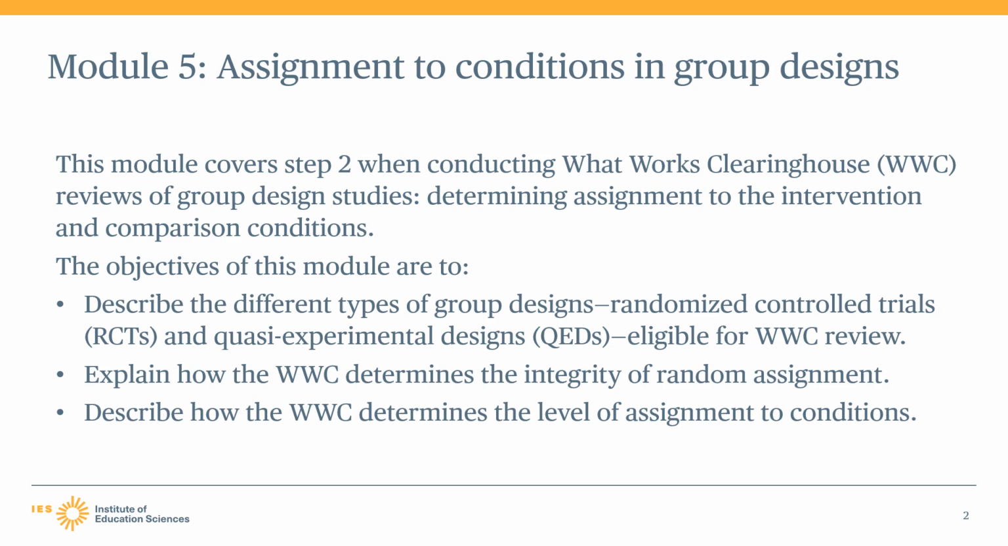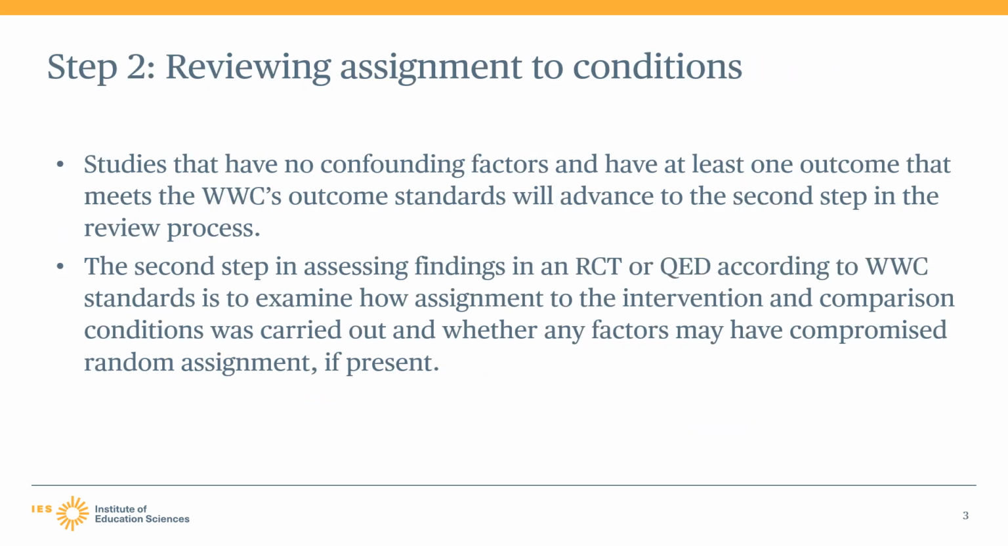In this module, we will recap the different types of group designs that are eligible for WWC review. We then will explain how the WWC determines the integrity of random assignment in randomized controlled trial designs. And finally, we will describe how the WWC determines whether assignment to conditions was done at the individual level or the cluster level.